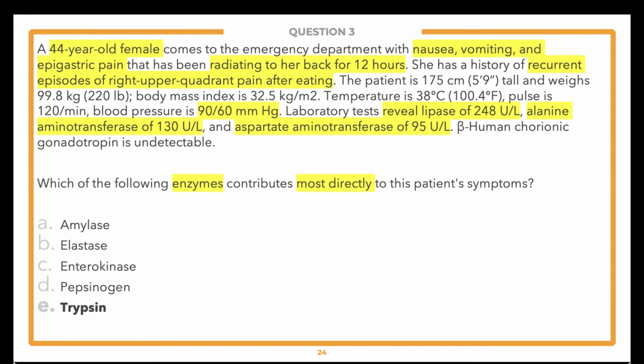Option C and option D, those are a little bit different, okay? Enterokinase is actually a brush border enzyme, so that's secreted in the brush border of the intestines, and that's going to convert trypsinogen to trypsin. That's not secreted from the pancreas. What about pepsinogen? Pepsinogen is from the stomach. That's going to convert pepsinogen to pepsin when exposed to the gastric acid. That's a different story as well.